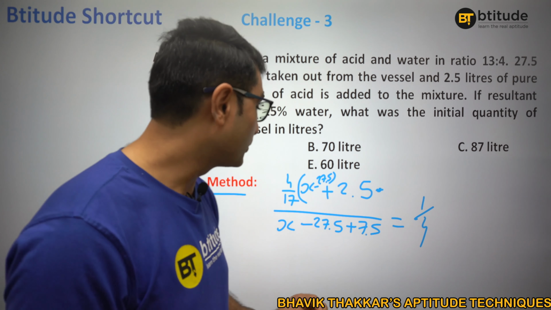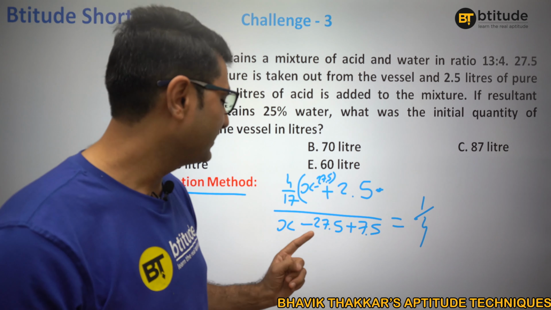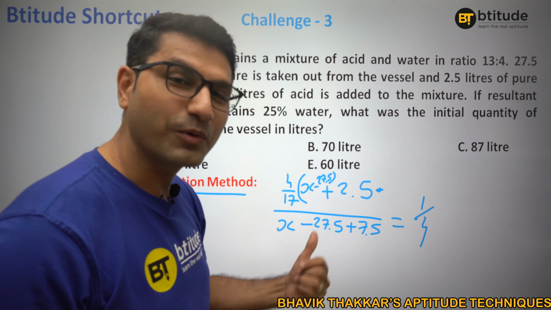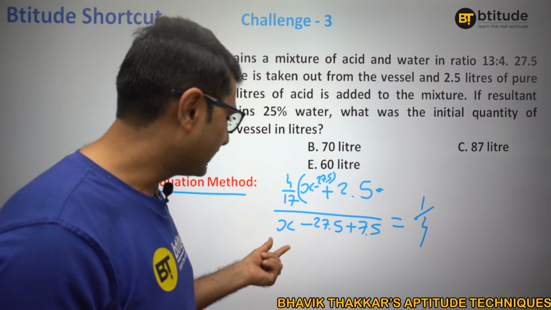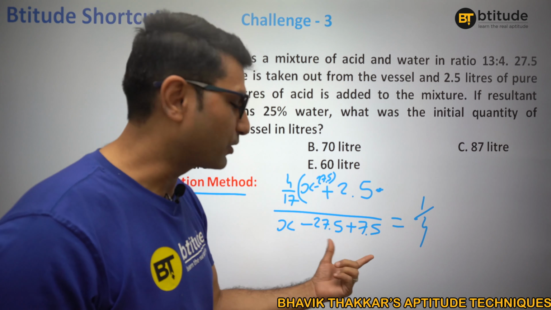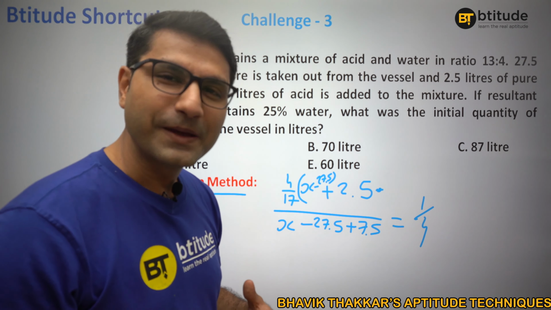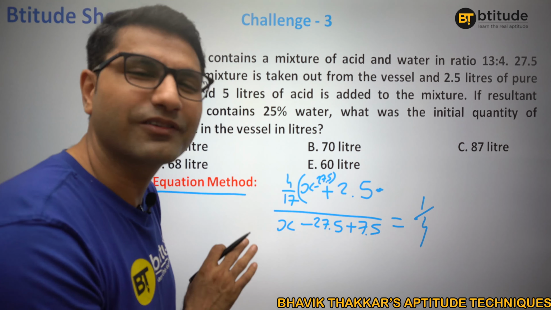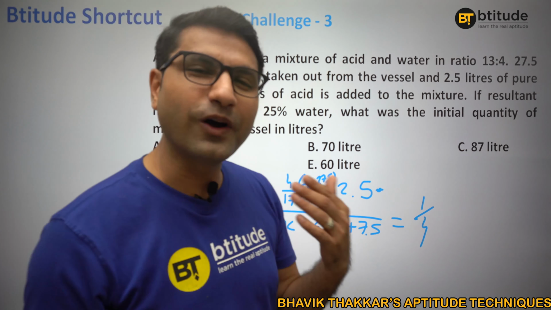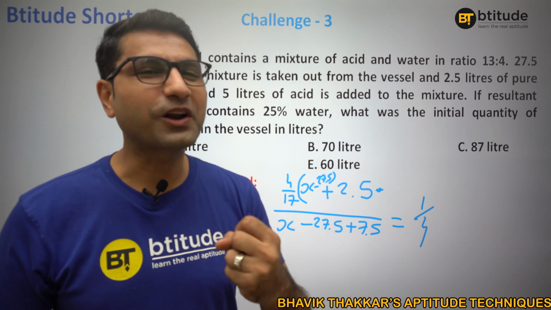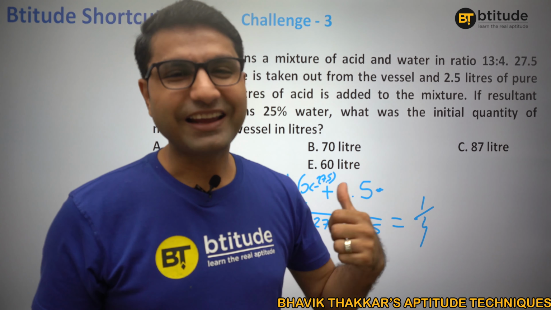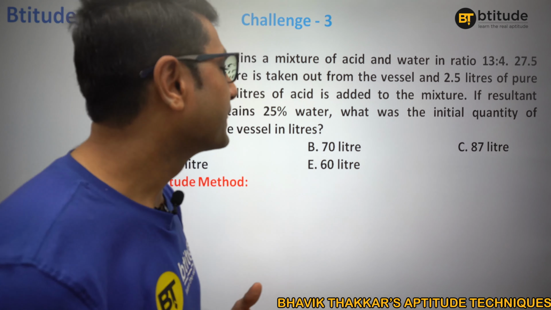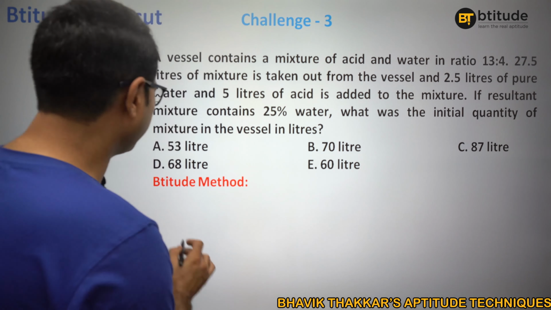Fine. First of all, you can also make a mistake here. Like X minus 27.5 was necessary. And then X minus 27.5 plus 7.5 is your total mixture now. Making sense, right? Again, we are not going to solve this particular question like this, but just to make you understand, just so that you are conceptually better, I explain this one to you as well. So we are going to use, of course, the Betitude method.